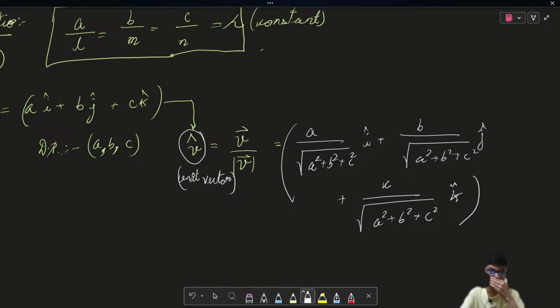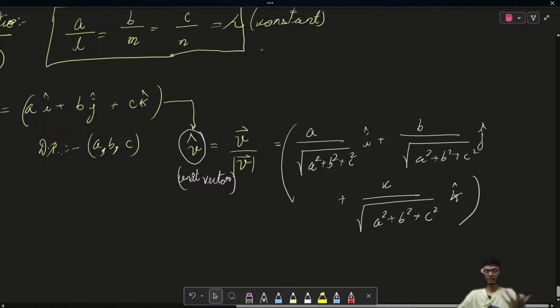Okay, we'll try to see how we can use this idea of direction ratios and direction cosines to solve JEE Mains and Advanced problems. I will give you an example of a JEE Mains problem, and then we will also try to generalize that idea. I hope this is clear to all of you.